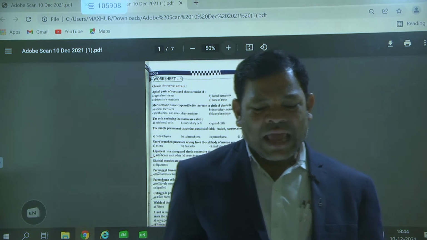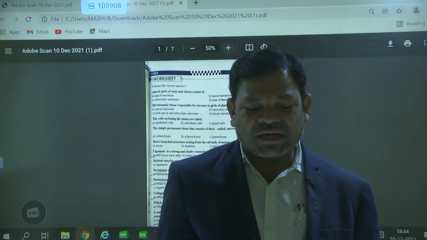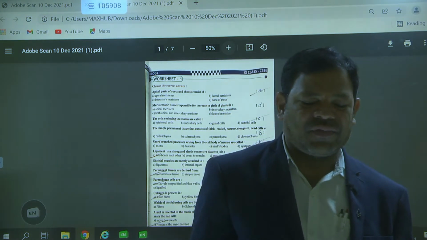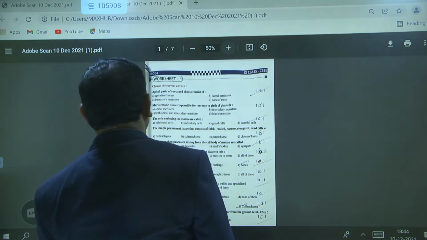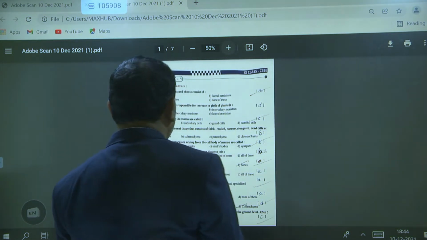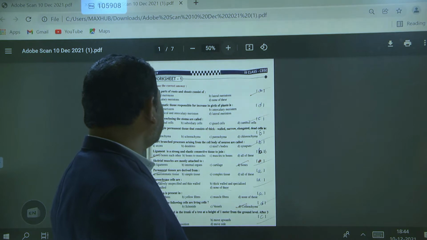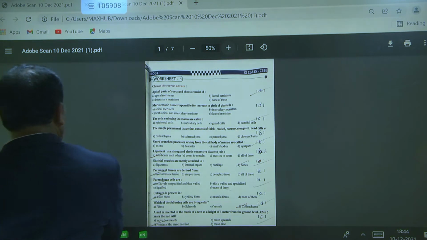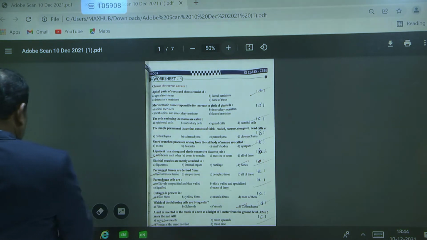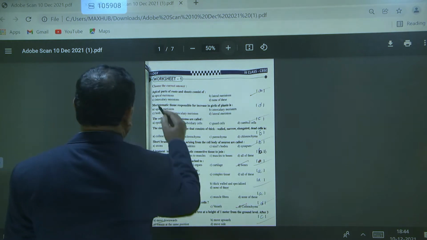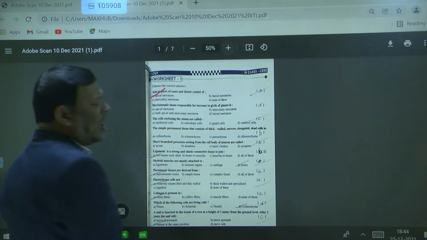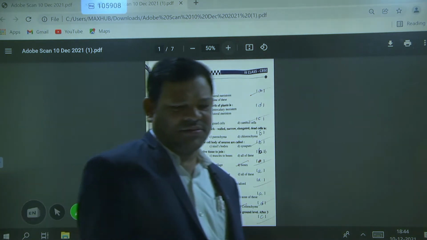Yes, sir. Apical parts of the roots and shoots consist of: A. Apical meristem, B. Lateral meristem, C. Intercalary meristem, D. None of these. What is the answer? Option A, sir. Option A is the correct answer.